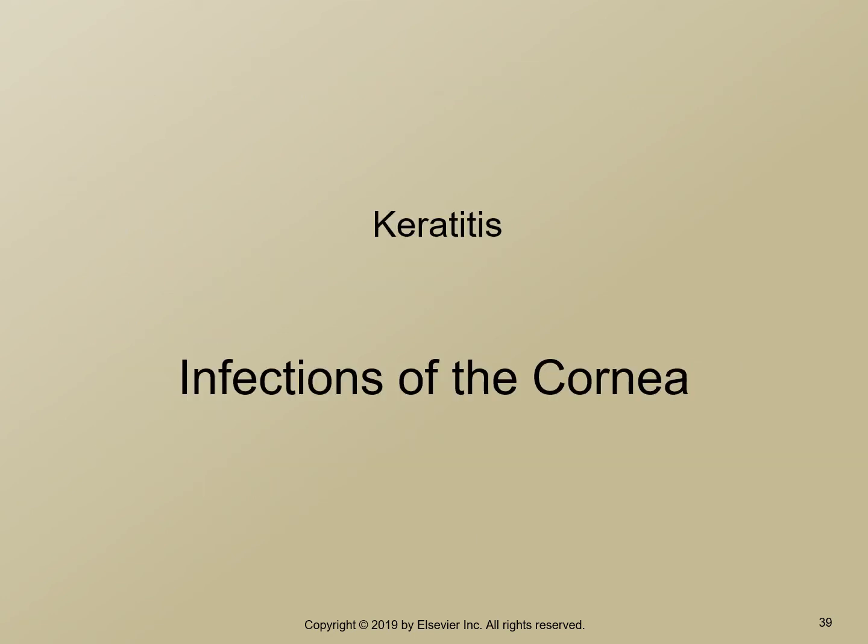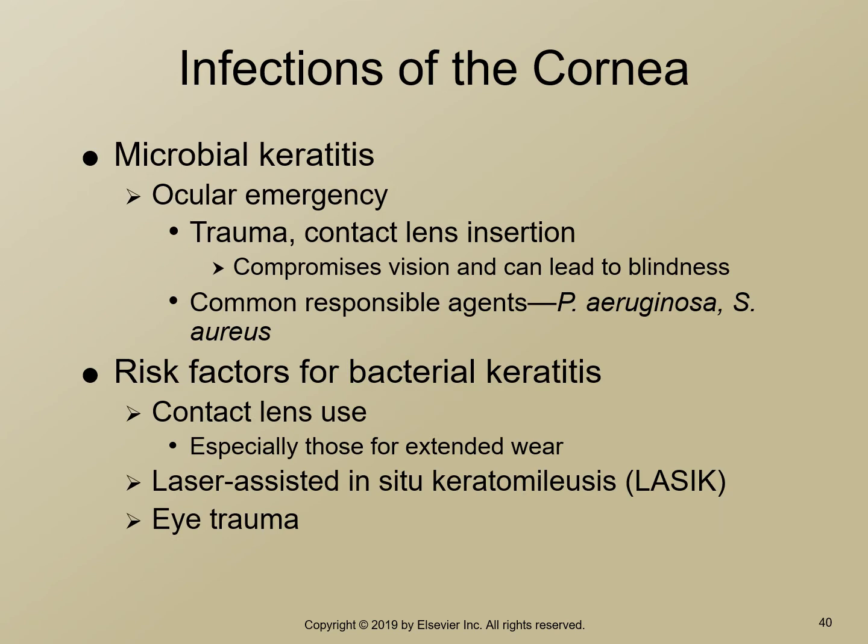The next structure of the eye we discuss is the cornea. Microbial keratitis is considered a true ocular emergency since few organisms can invade the intact cornea. Keratitis caused by microbial pathogens results from trauma to the eye. These types of infections can be severe and vision can be compromised, and then it can lead to blindness.